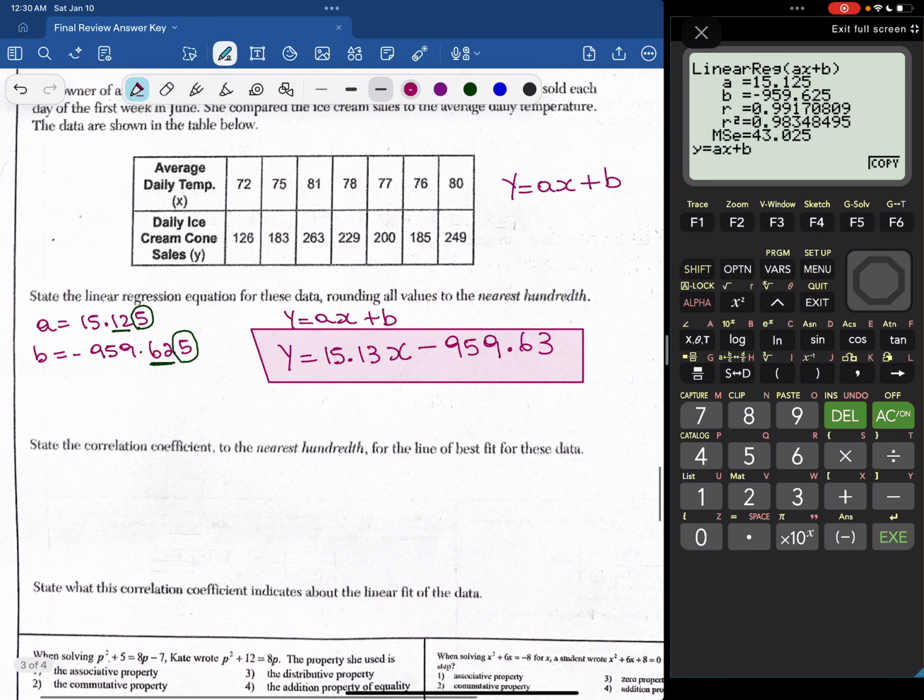Next, we're asked to state the correlation coefficient to the nearest hundredth. So the correlation coefficient is our R value. Looking at our calculator screen, we see that R is equal to 0.99, and that's rounded to the nearest hundredth.